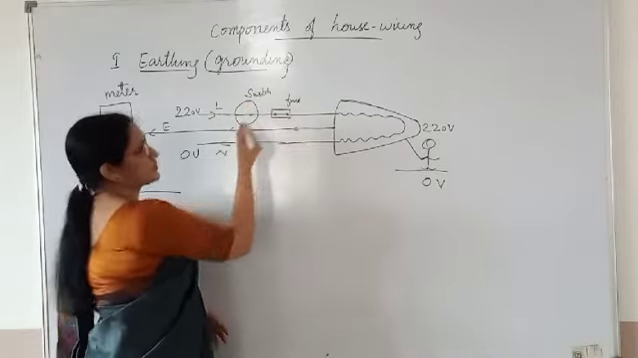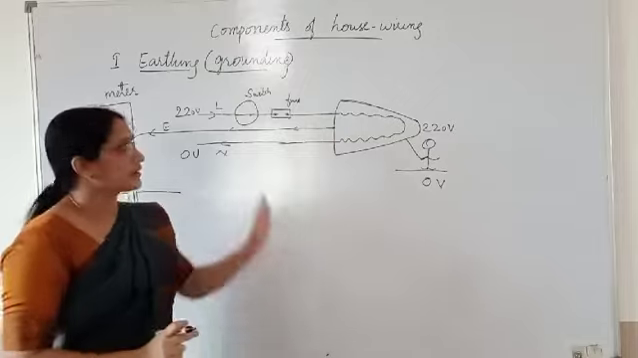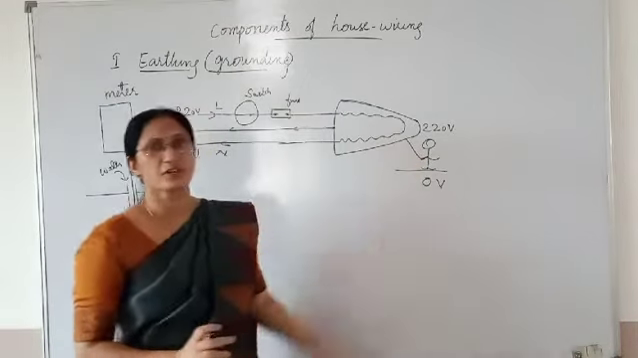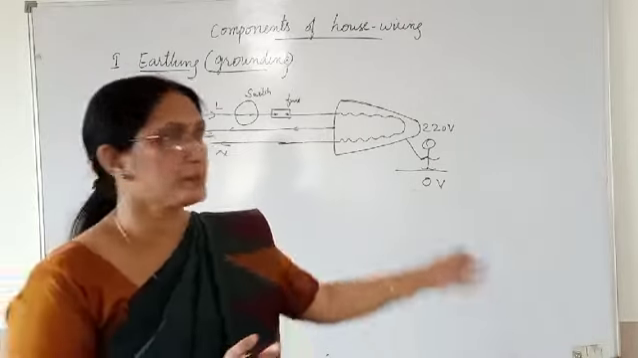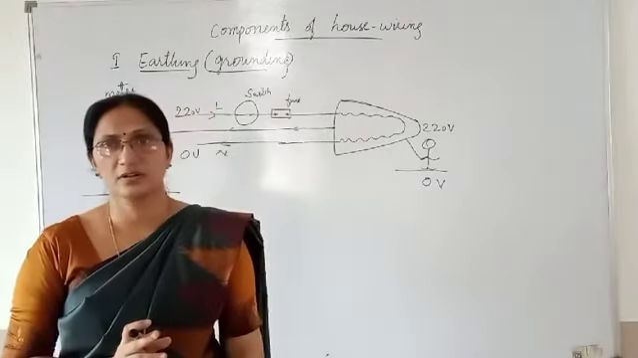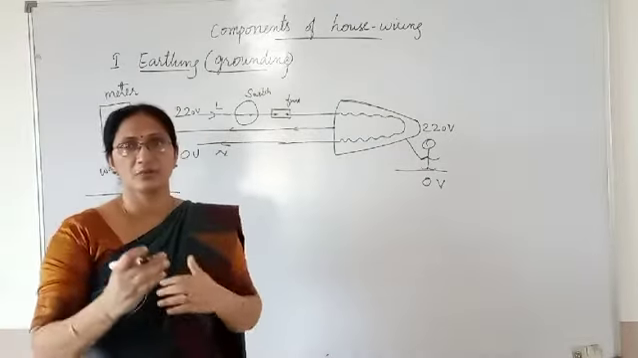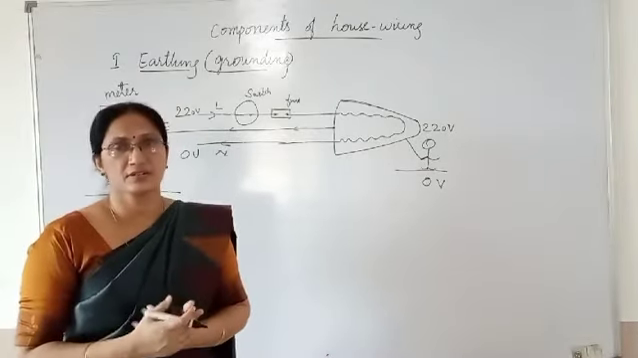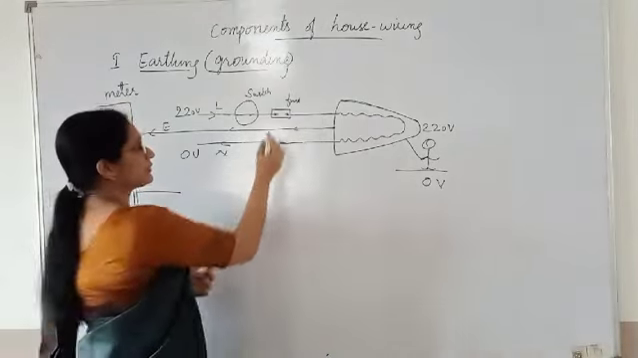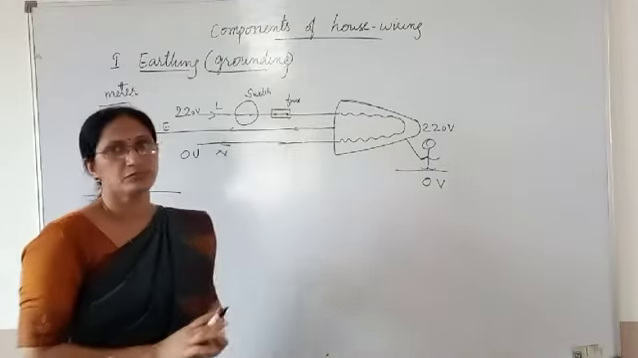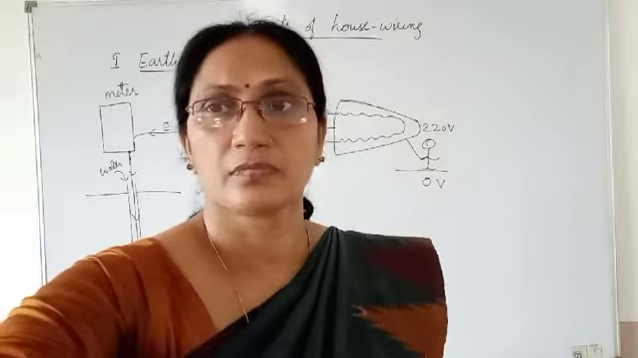Consider the switch in the on position. All of a sudden, this fuse wire will melt and the current supply will be cut off. The user will be safe. If the earthing connection is not there, this person can get a shock. Together with the earthing connection, a fuse is also required. Their working is related; fuse and earthing work together. So remember, this is the way of giving earthing. It gives protection to the user.